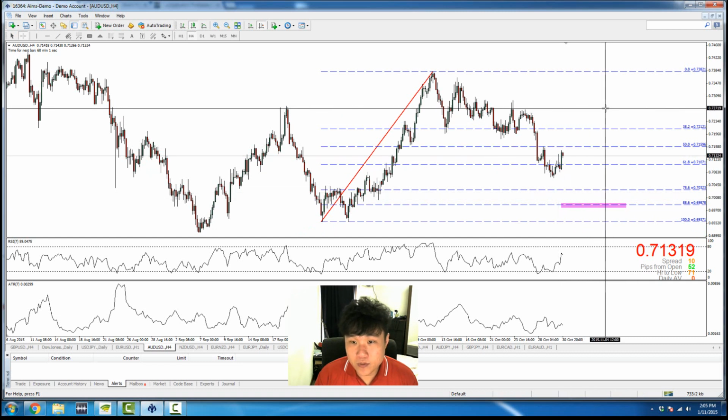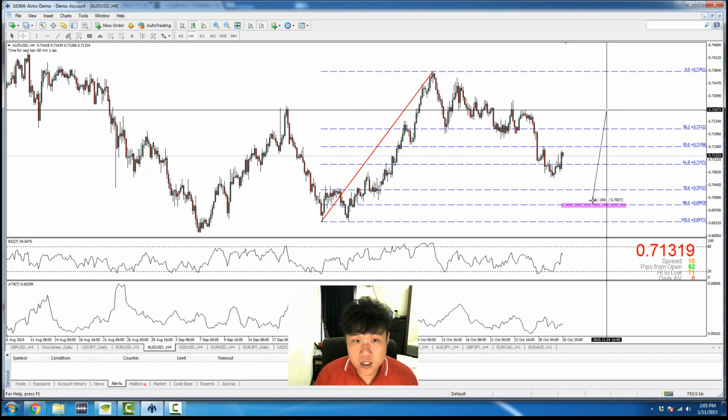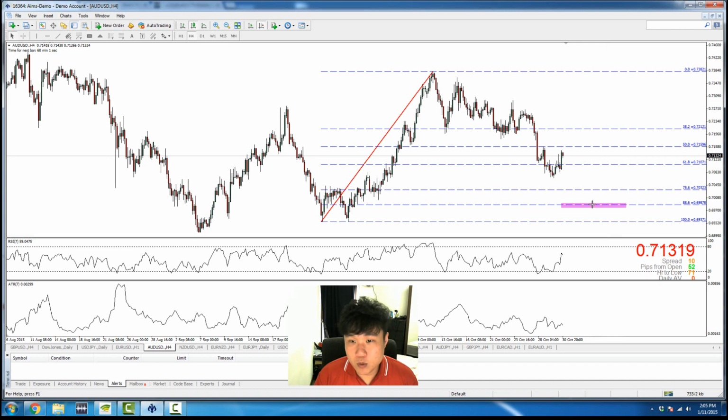You're risking about 80 pips for this trade, but potentially we are looking at this as our minimal target profit. This is a horizontal previous resistance. So we are risking 80 pips to make about 280 pips for the Aussie dollar.